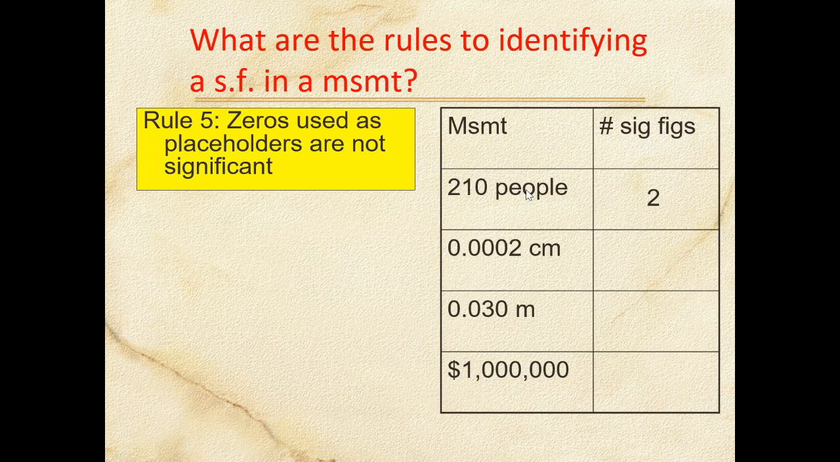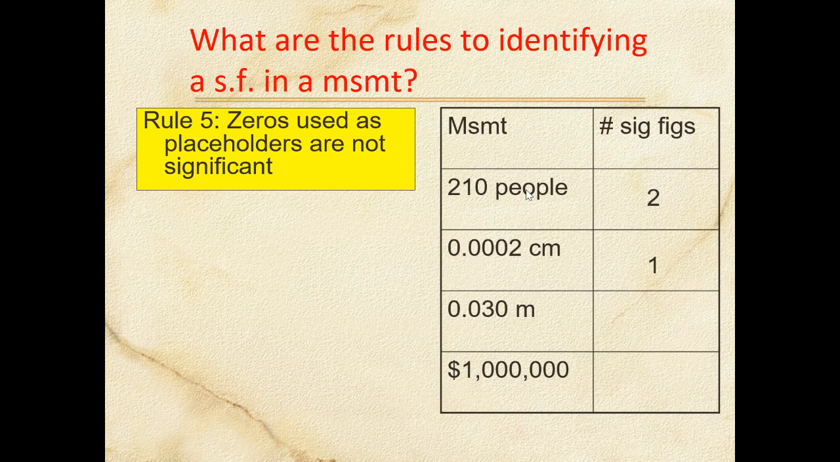0.002 centimeters, all zeros are considered placeholders in this one. The 0 to the left of the decimal place is not significant because it is a 0 just used to emphasize that we are using a decimal place there. And then the zeros between the decimal place and the 2 are considered placeholders. There's only one sig fig.